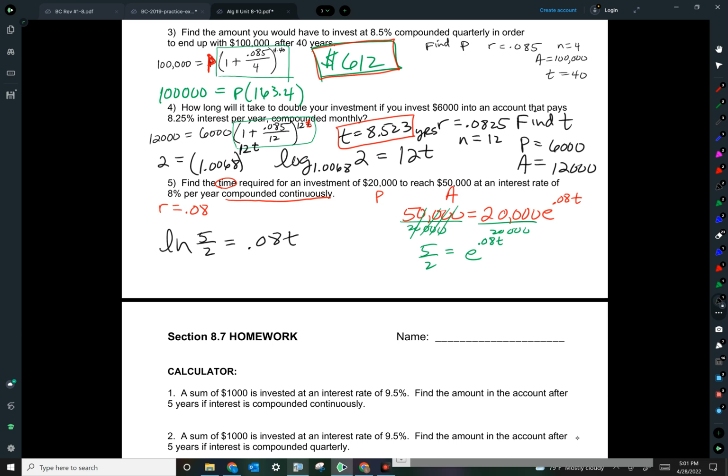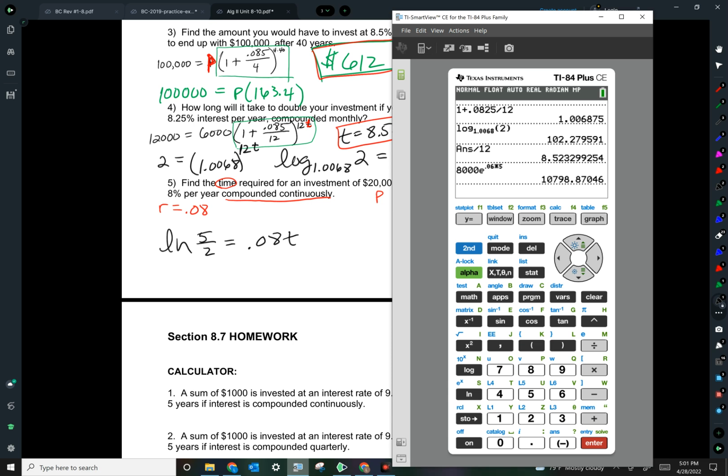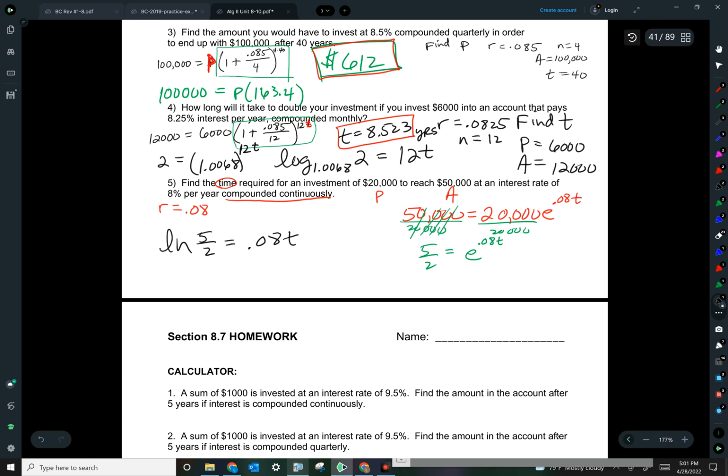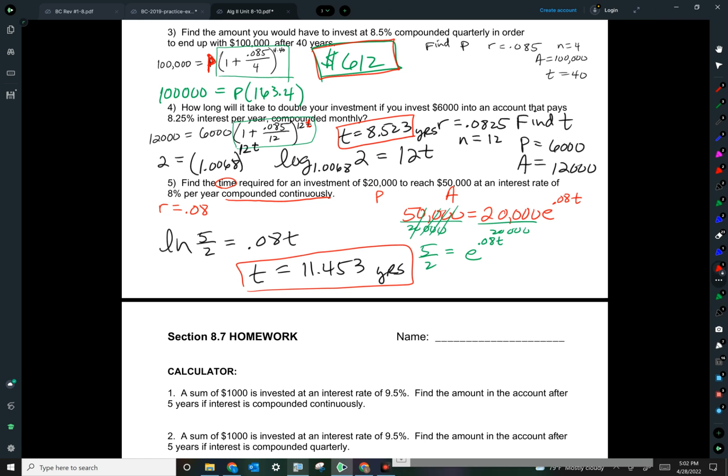If I want to solve for T, first I'll figure out what the natural log of 5 halves is, and then I'll divide by 0.08. So natural log 5 over 2 gives me this 0.916 number, and then I'm going to divide by 0.08. And that's T. That means in 11.453 years, T equals 11.453 years. So in 11 and a half years, my 20,000 will turn into 50,000.